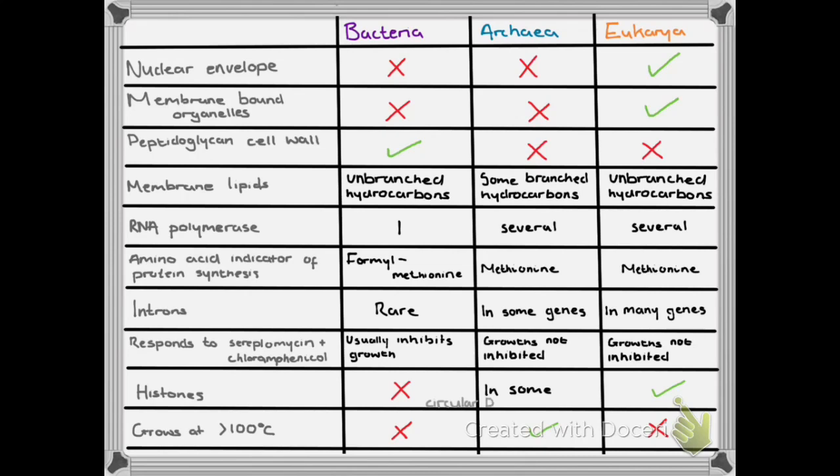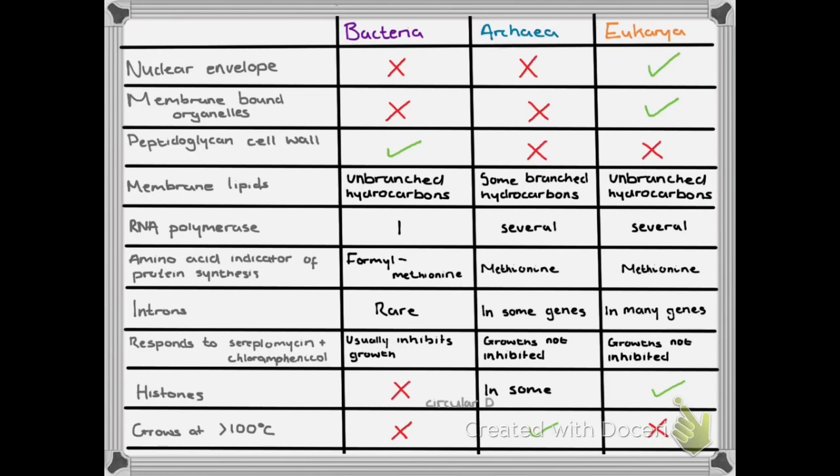So I've covered each domain separately, so in this video I'm going to do a little comparison table of each of the 3 domains and some of the features. To start off with, let's discuss whether they have a nuclear envelope or not. The only domain where the members of it have a nuclear envelope is your eukarya. This is the same for if they have membrane-bound organelles. So only eukaryotes have membrane-bound organelles, your bacteria and your archaea don't.